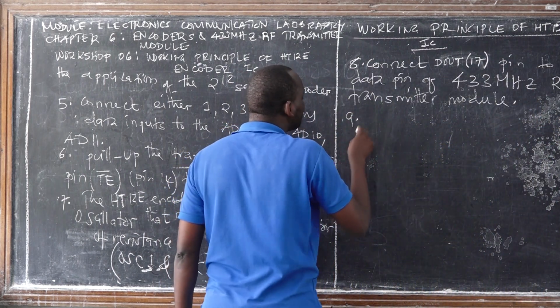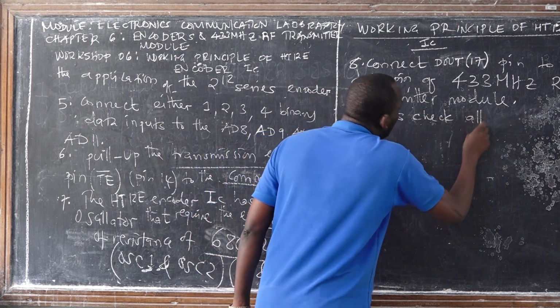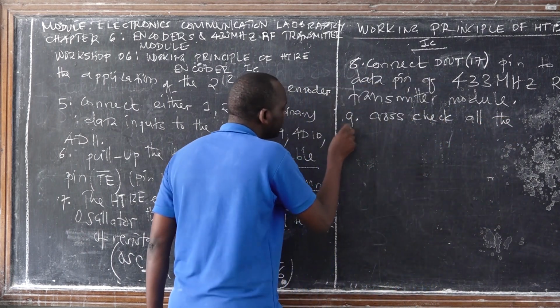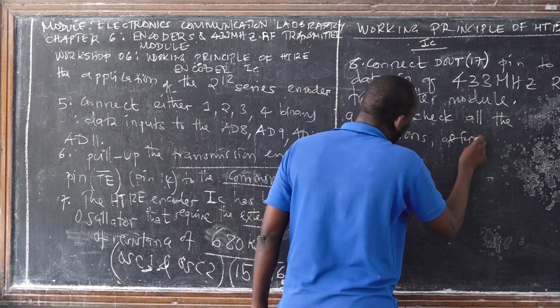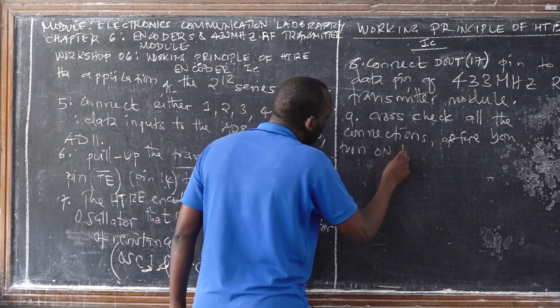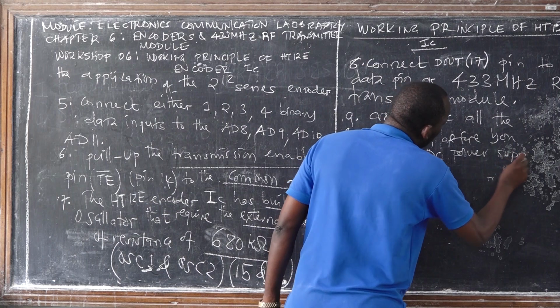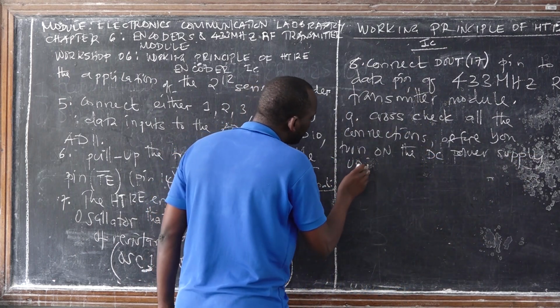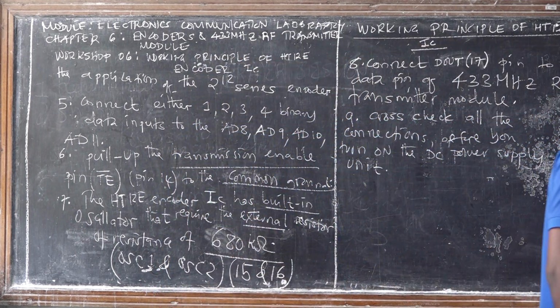And then step number 9, we say cross-check. Cross-check all the connections before you turn on the DC power supply unit. And this is the principle of designing or implementing an electronic circuit. Before you turn on power, you have to cross-check.